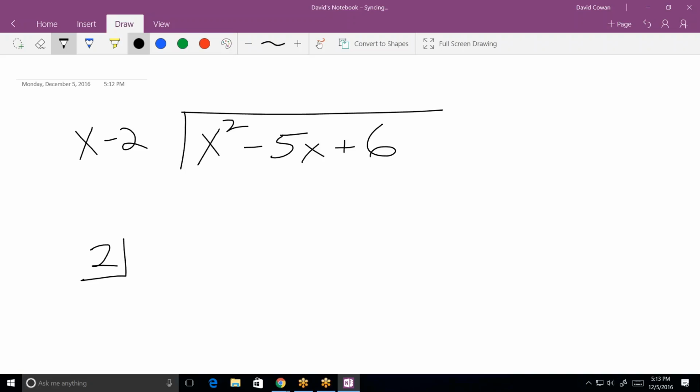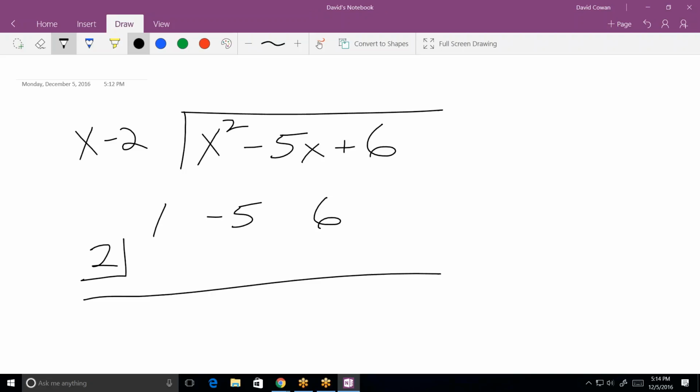The variables don't really mean anything. In other words, they just kind of go along for the ride. What's important is the coefficients and the numbers. So what goes across the top? 1, 5, -5, and then 6, plus 6.